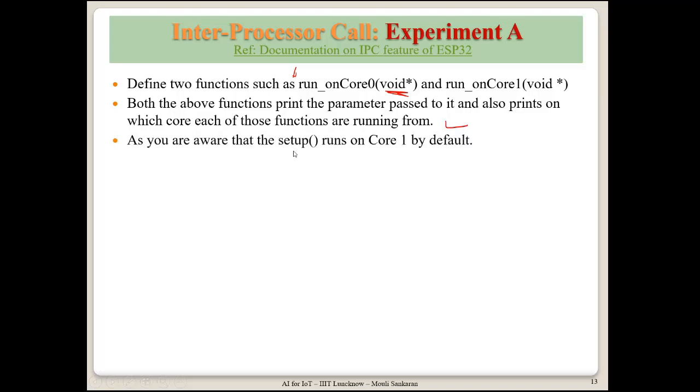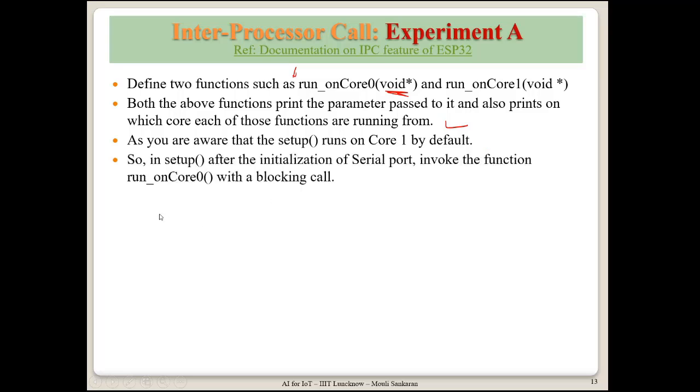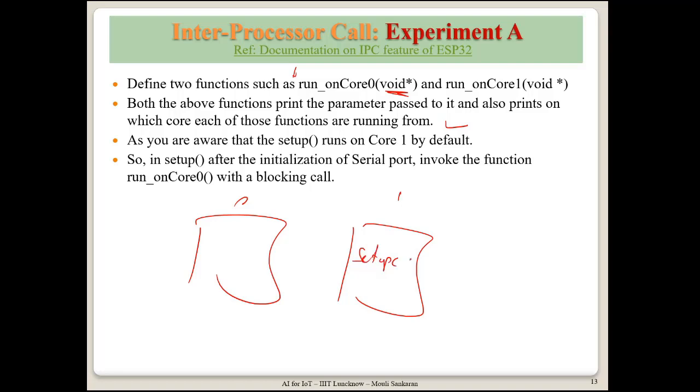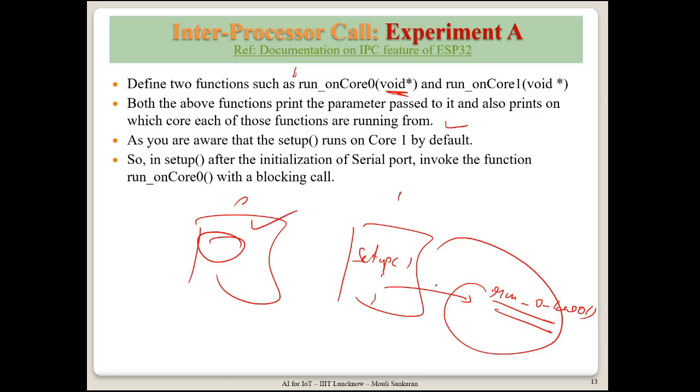You are aware that setup is run on core 1 by default. So in setup, after initialization of the serial port, invoke a function called run on core 0. So what are you doing? Core 1 is here, core 0 is here, setup is running here, and after the serial port is initialized, you call run on core 0. That means this function is going to be run on this core, because you know that setup is running here. So it will be run on core 0.